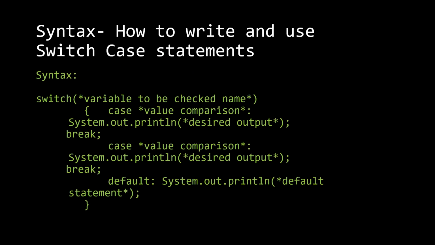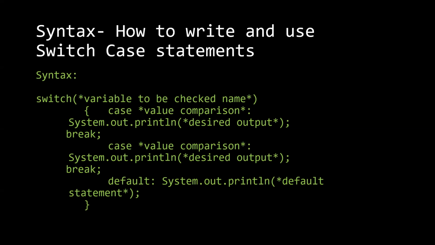input entered. So the syntax: switch, in brackets the variable you want to check, curly brackets, and case, and then the value you want to compare it to, and then a colon. Next line, System.out.println with the desired output. Whichever output, if you want to increment a value, you could do that instead. Semicolon, break, semicolon. Now, this can be repeated as many times as you want to check a value.